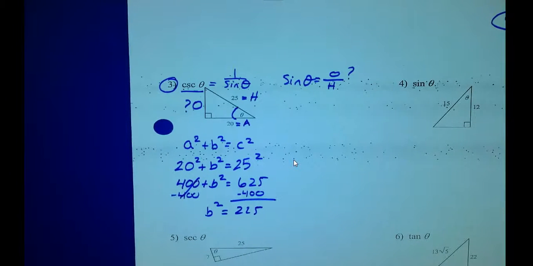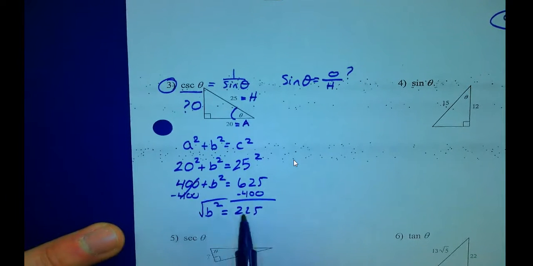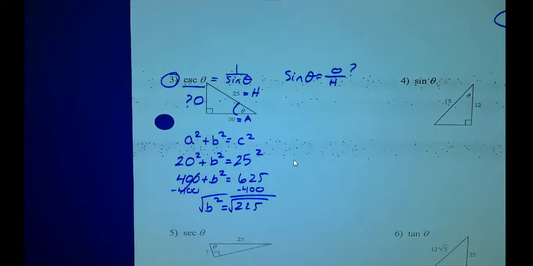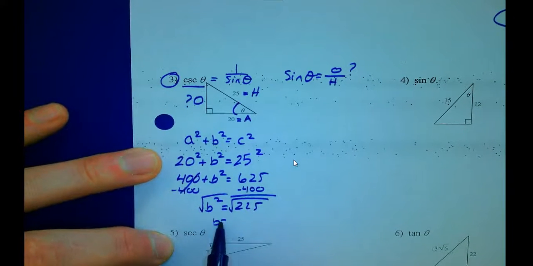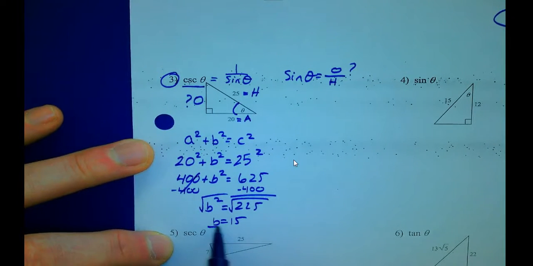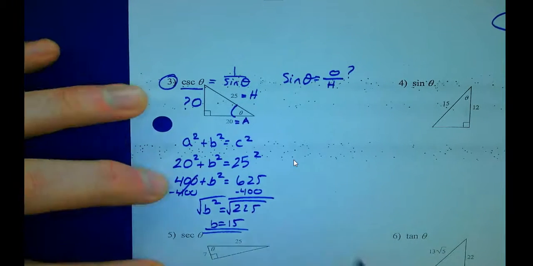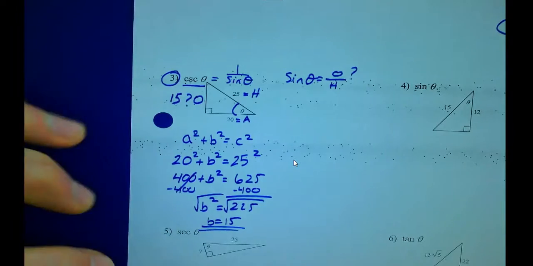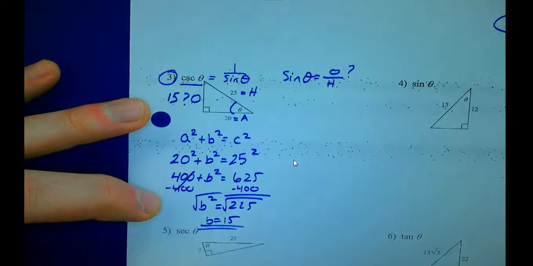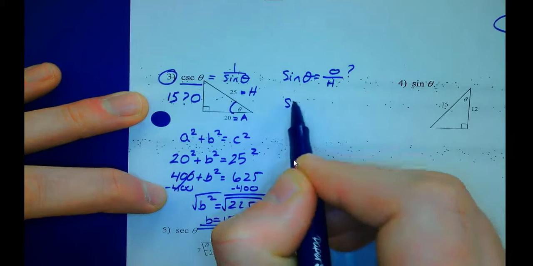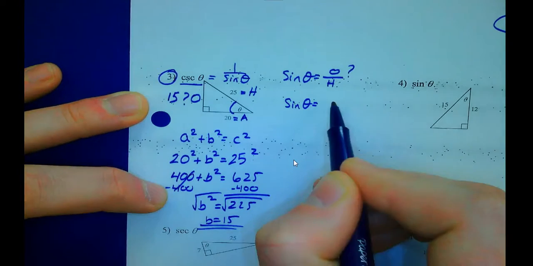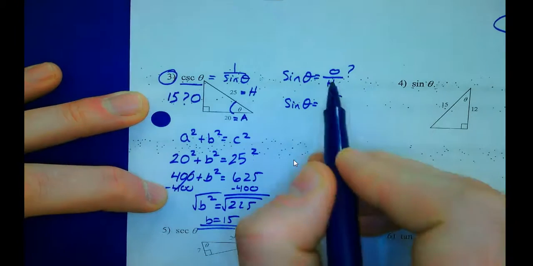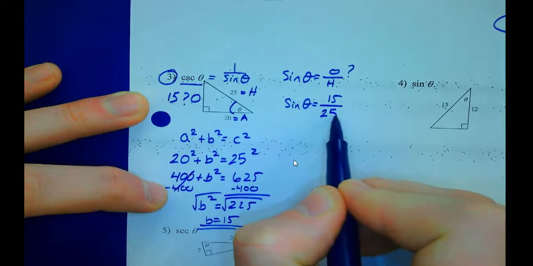Alright, realize that you don't have b yet, right? You have to take the square root of both sides, so you have to take the square root of b squared and the square root of 225, and so b is equal to 15. Okay? Realize again that you're not done, right? All you've done is find this opposite side to be 15, and now we can plug into this sine function. So sine of theta equals the opposite side, which is 15, over the hypotenuse, which is 25.